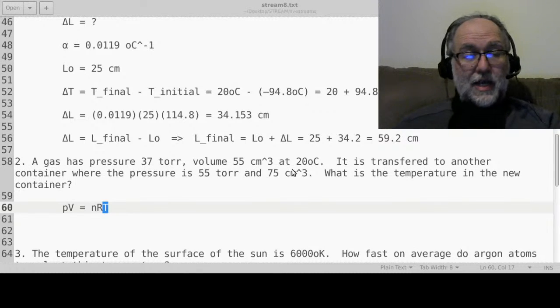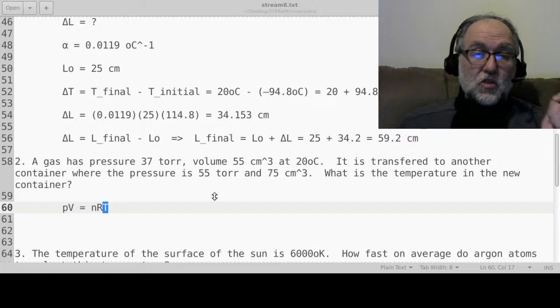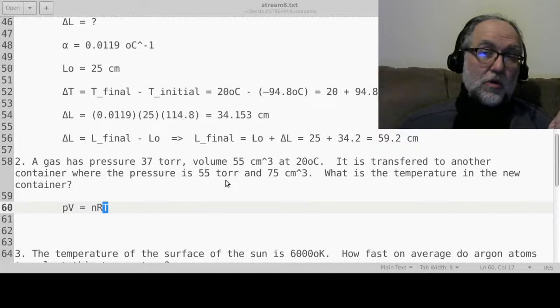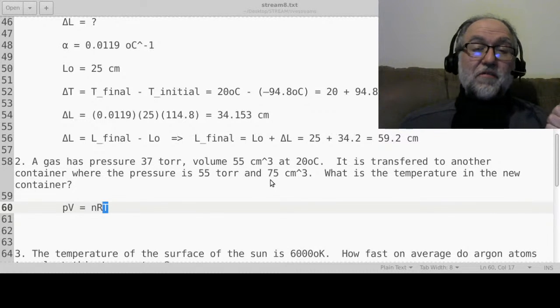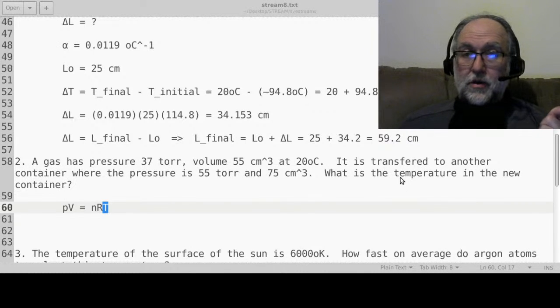We're going to transfer it to another container. And maybe just to emphasize, I should say we're going to transfer all the gas to another container. And in this new container, the pressure is going to be 55 torr. It's a bit higher pressure, and it's 75 cubic centimeters, so bigger volume. And what's the temperature in this new container?